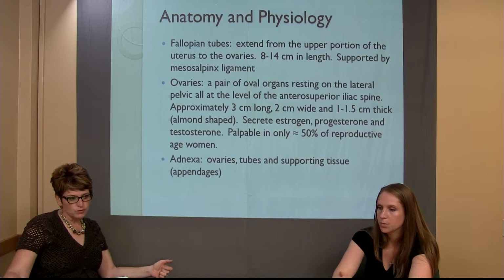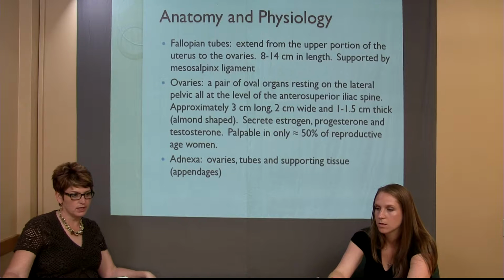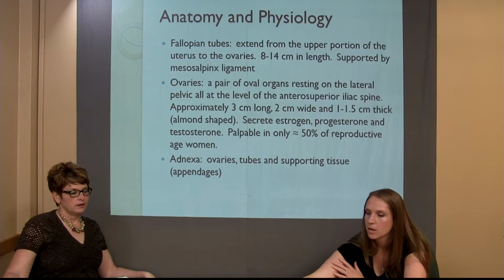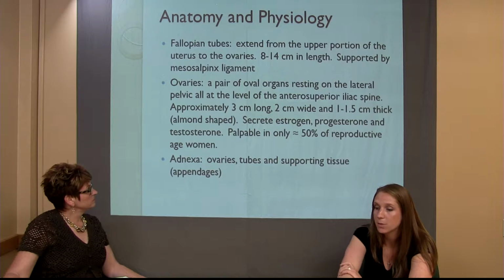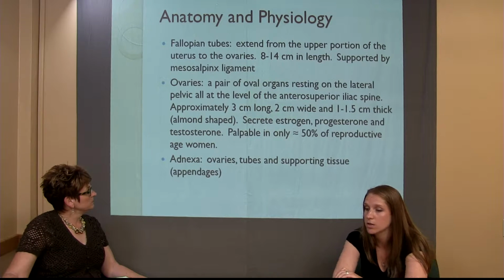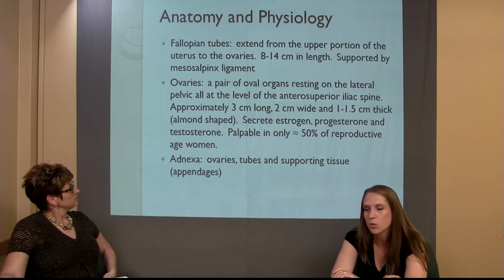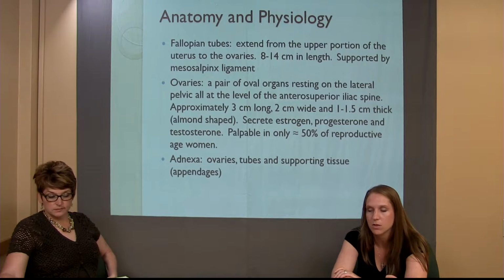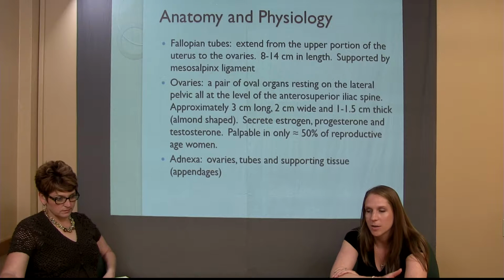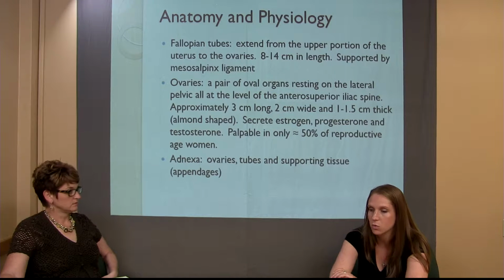Our fallopian tubes extend from the upper portion of the cervix to the ovaries on either side. Our ovaries are a pair of oval organs resting on the lateral pelvic wall at the level of the anterior superior iliac spine, approximately 3 centimeters long and 2 centimeters wide, and about 1 to 1.5 centimeters thick. They're almond-shaped and secrete estrogen, progesterone, and testosterone. They're palpable in only about 50% of reproductive age women.